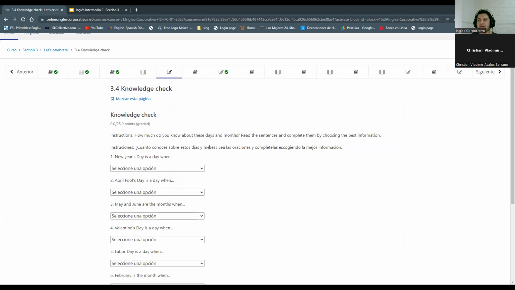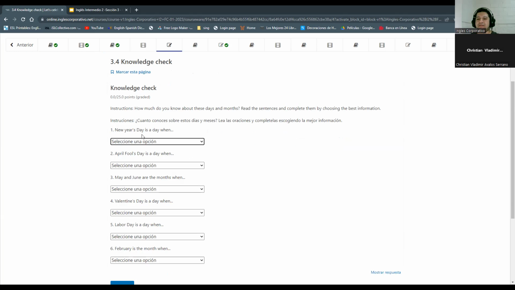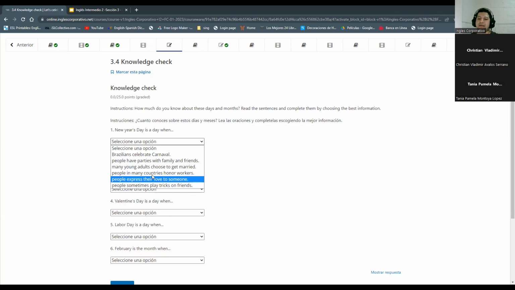Since we were talking about holidays and things like that, what we have to do is add a relative clause to the main clause. For example, New Year's Day is a day when Brazilians celebrate Carnival, people have parties, many young adults choose to get married, people in many countries honor workers, people express their love to someone, or people sometimes play tricks on friends, right? So what we have to do is choose the best option here.